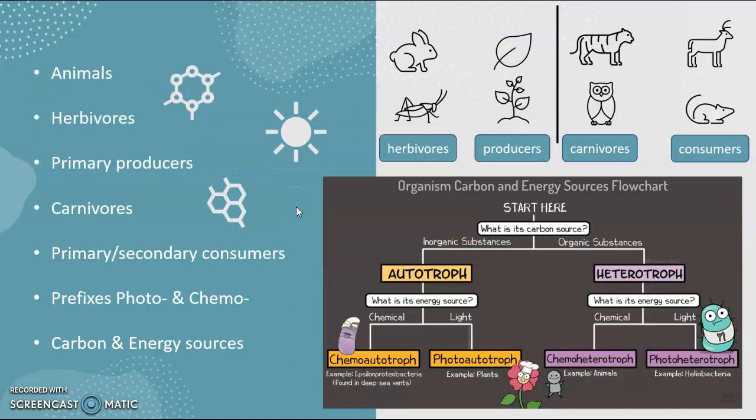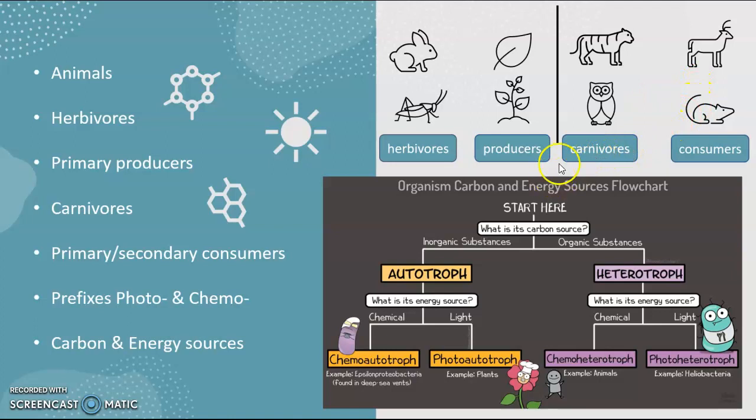Almost all animals, on the other hand, are heterotrophs and use organic substances as a food source, though different kinds of animals consume different carbon sources. For example, herbivores like rabbits and grasshoppers eat primary producers like grass and leaves. And carnivores like tigers and owls eat consumers like deer and mice.